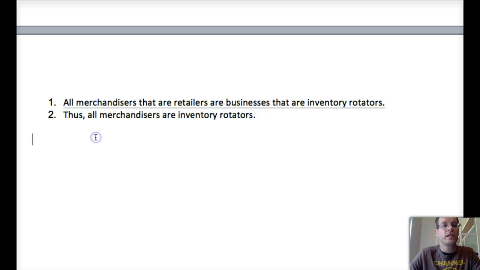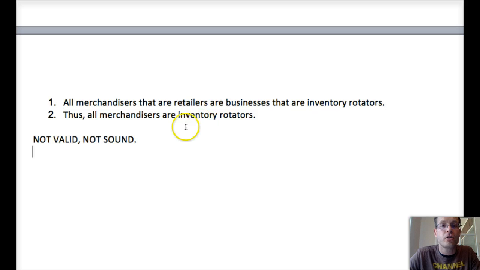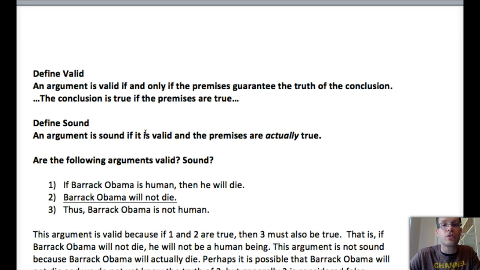So this argument is not valid. And consequently, it's not sound. And it's not valid because 1 does not entail 2, because 2 is talking about all merchandisers, and 1 is only talking about those merchandisers who are retailers. Okay, you guys, if you get those down, you should be in good shape for the first exam.